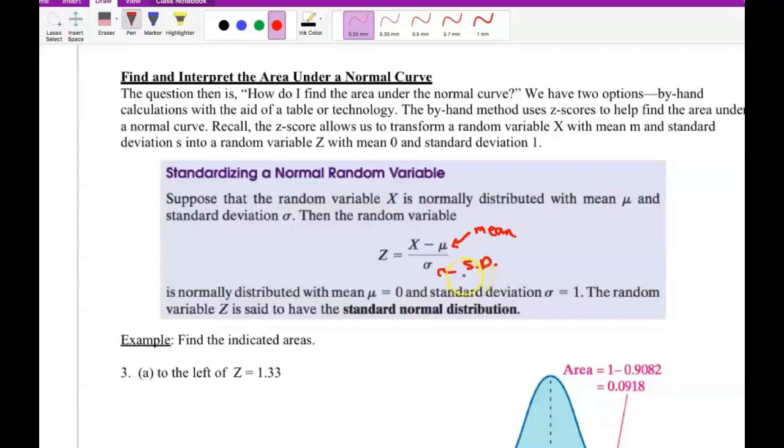So what the z-score is, I'm writing that here. This z-score means how many standard deviations from the mean. So that is what the z-score means.